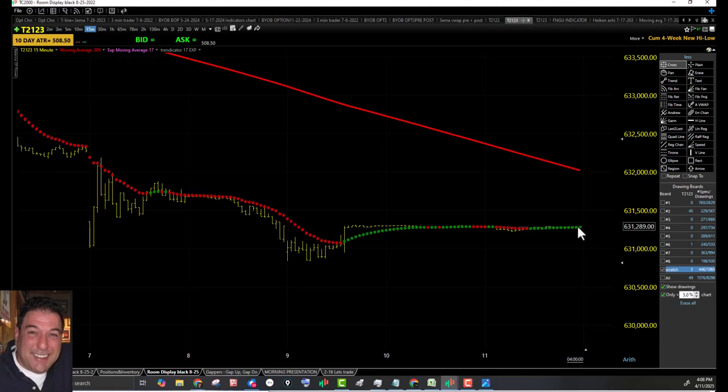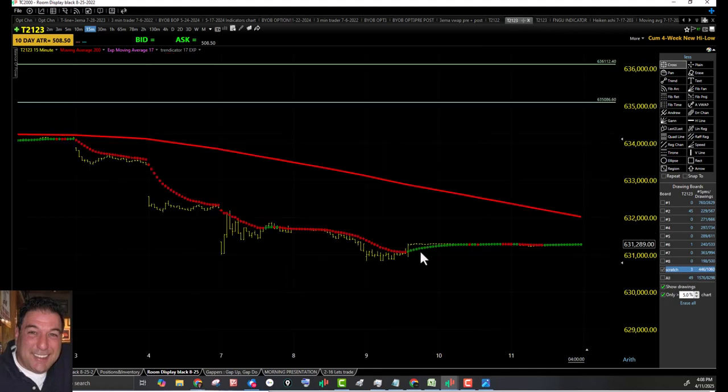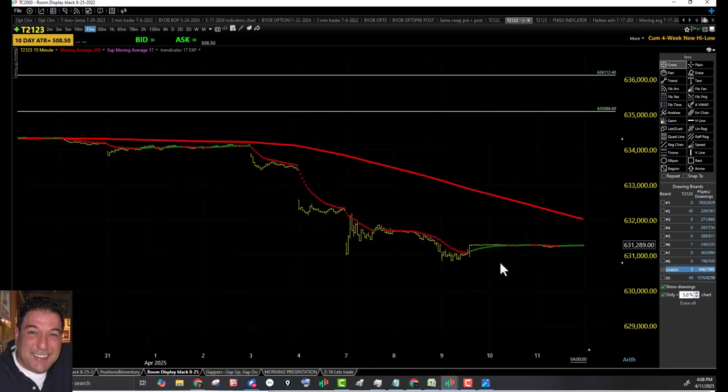Okay, so it's way overdue. This thing is cooked. It's time to break out if it's going to break out bullishly. If not, I think we break down. We'll see what happens. So there's T2123, 15-minute chart. Maybe this is a bottom. We'll find out in the future.